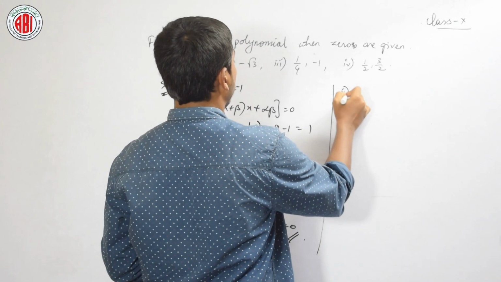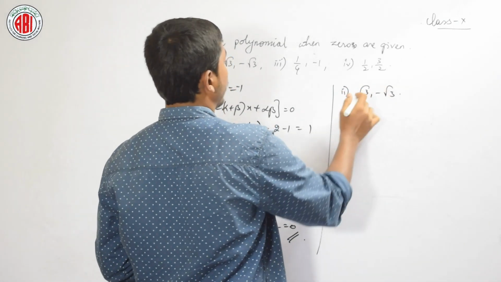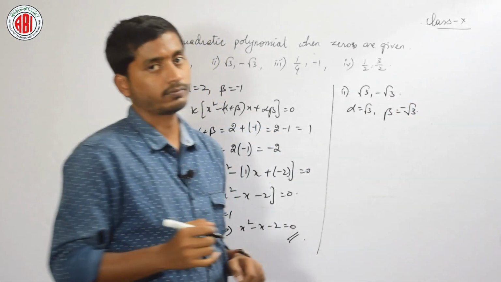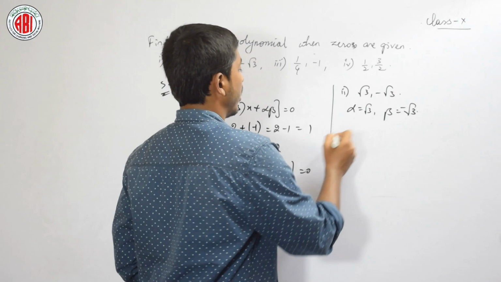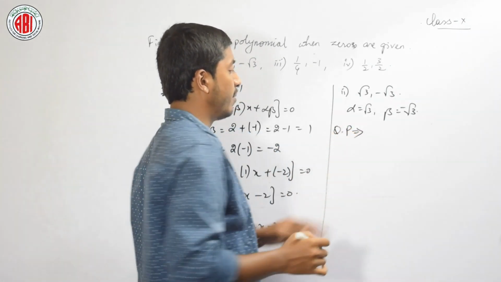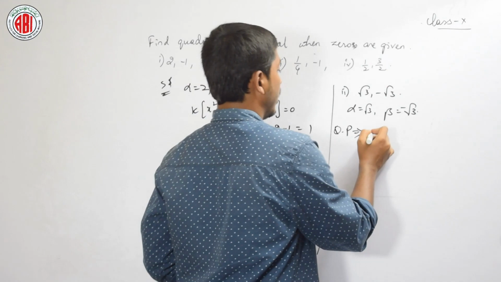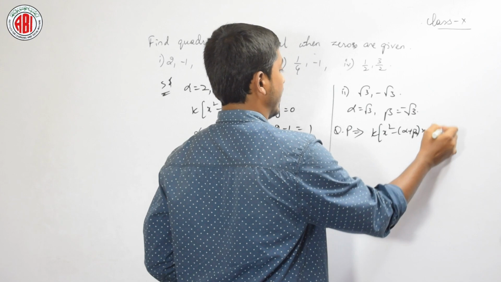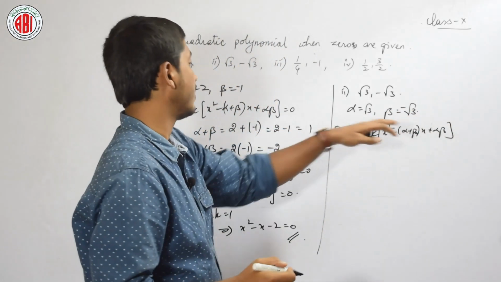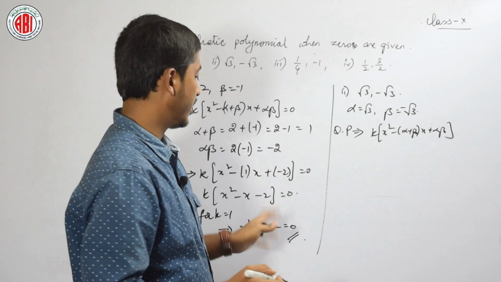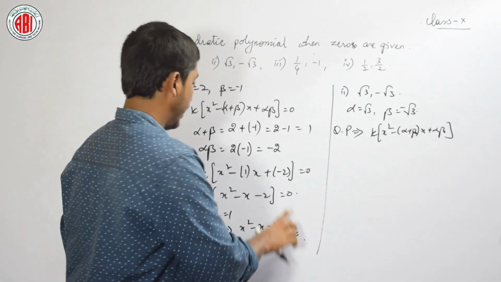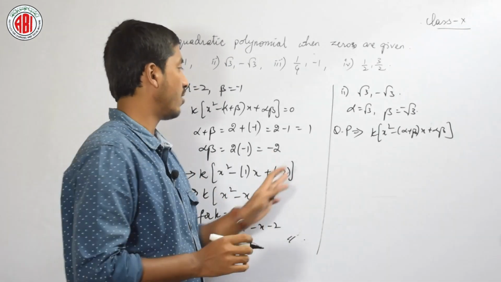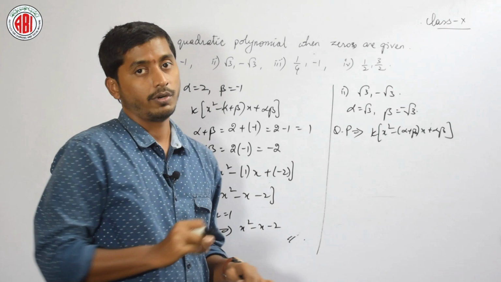That is root 3 and minus root 3. What is alpha given here? Root 3. What is beta given here? Minus root 3. Right. Now let us substitute in the quadratic polynomial. See here. Remember, quadratic polynomial, that is equal to k into x square minus of alpha plus beta into x plus alpha beta. You need not specify 0, okay, as of now. Since it is a polynomial, it is better not to specify equal to 0, okay.